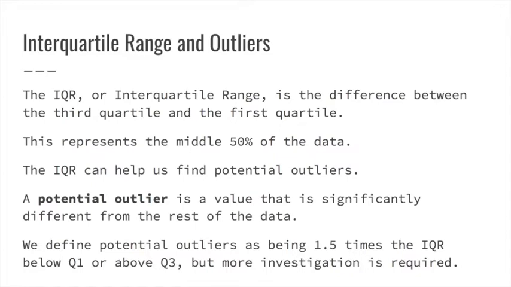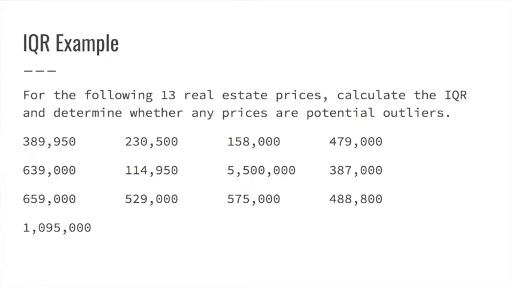So I mentioned this a second ago: 1.5 times the IQR, below Q1 or above Q3. All right, so here's an example where we can work on the IQR. This set has some pretty big numbers in it, and it's just big enough and complicated enough that it's probably going to be helpful to use some technology. So we're going to go to Google Sheets and look at this data there.